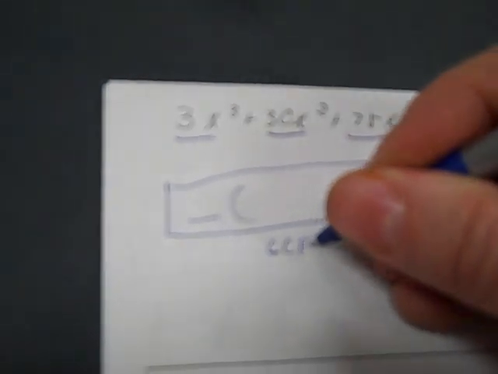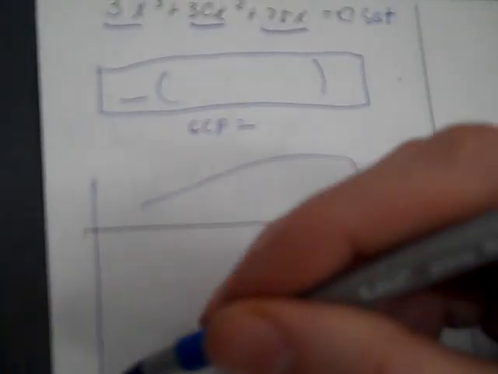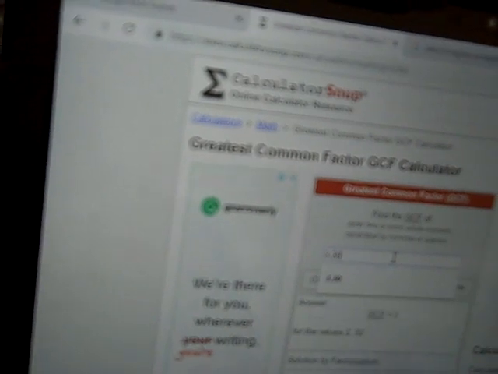So GCF and the table. So is the first number in the equation negative? No, it's not. Is x on all 3 terms? So let's look. X third, x second, x first. So x to the first. And then I use my greatest common factor calculator with 3, 30, and 75. I got 3. Okay. So 3x to the power of 1 goes out here.